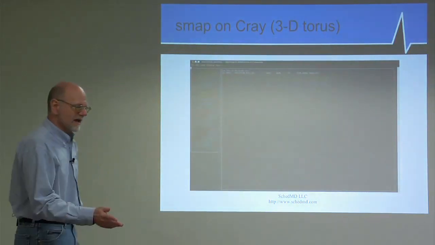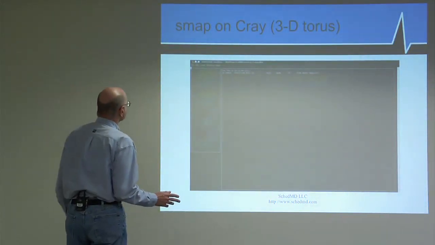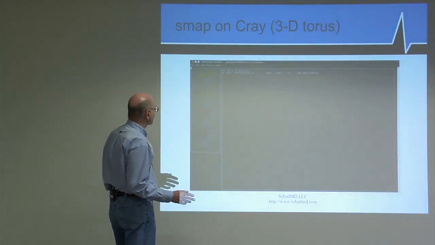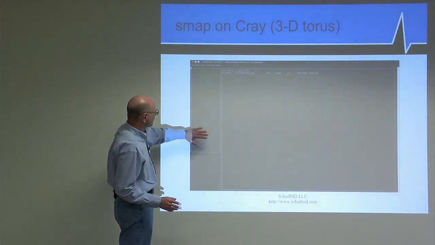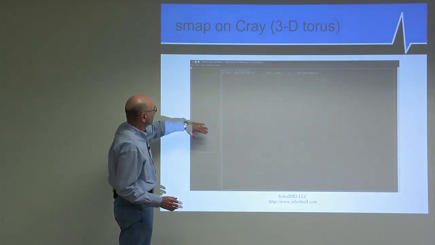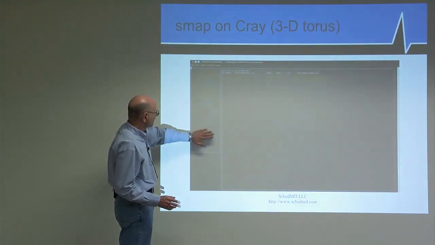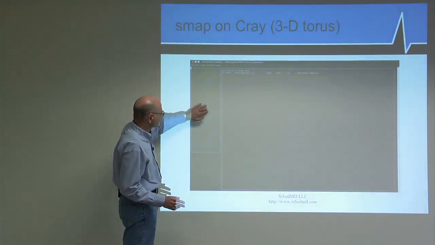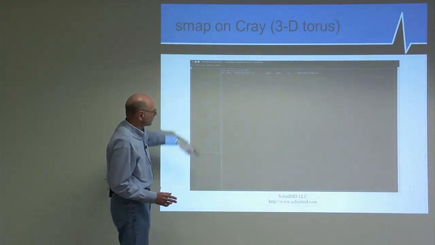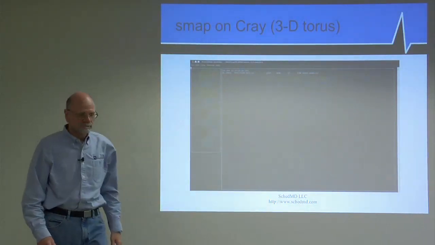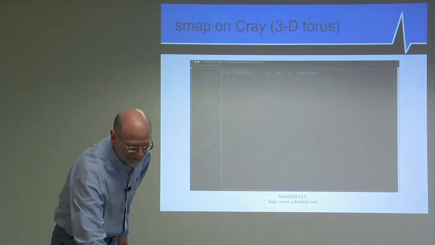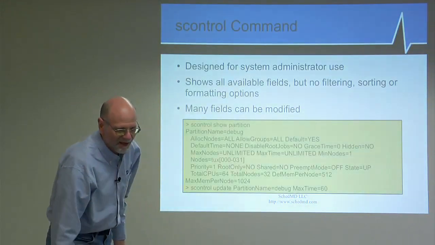This is the S-map, which is a curses-based option, which you can't quite make out as well, but again, this is a Cray system, and each one of these planes represents the nodes and which jobs are running on them. Afraid it doesn't show up so well on this screen.